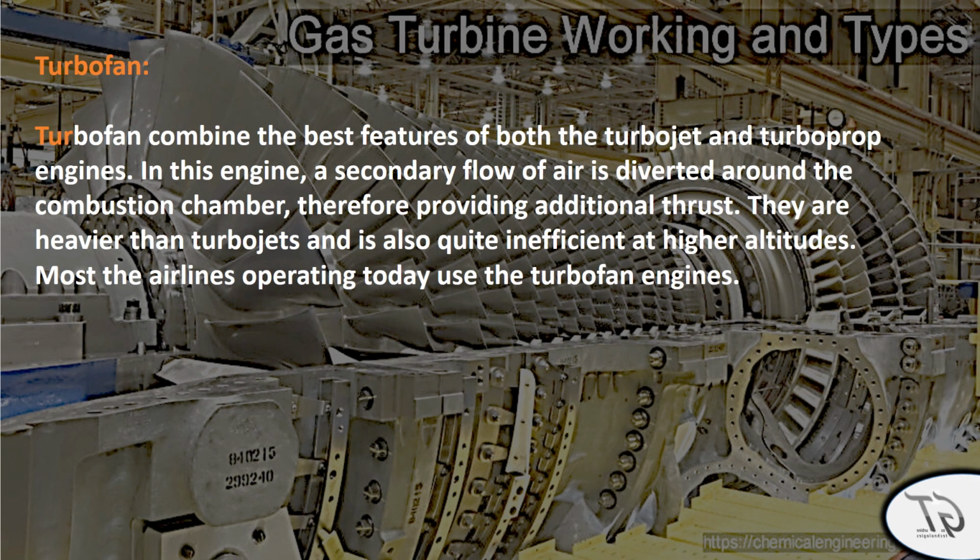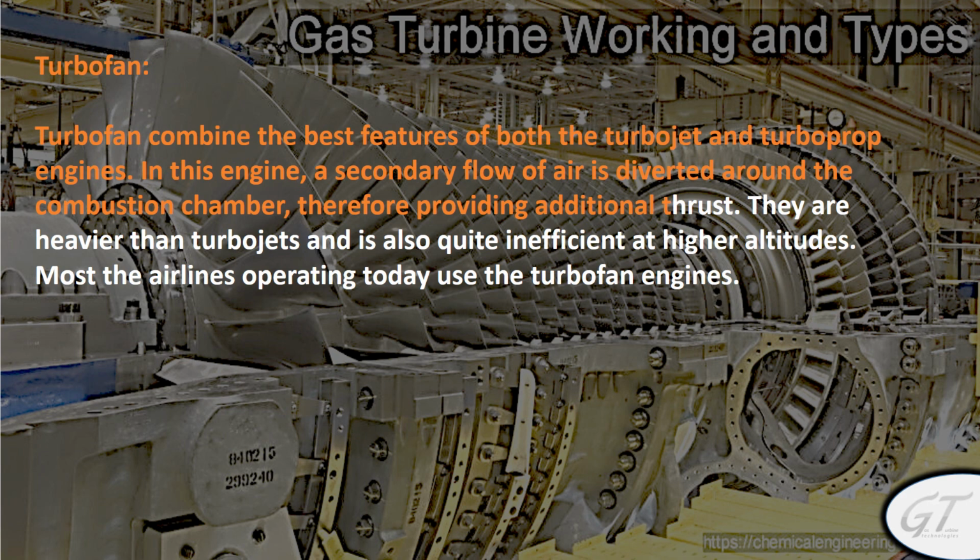Turbofan. Turbofans combine the best features of both the turbojet and turboprop engines. In this engine, a secondary flow of air is diverted around the combustion chamber, therefore providing additional thrust. They are heavier than turbojets and are also quite inefficient at higher altitudes. Most of the airlines operating today use turbofan engines.